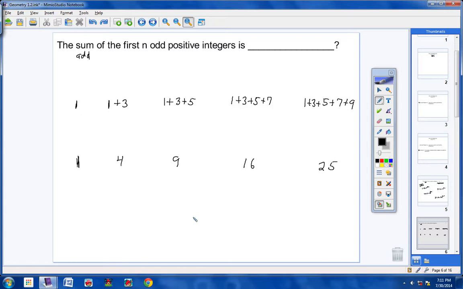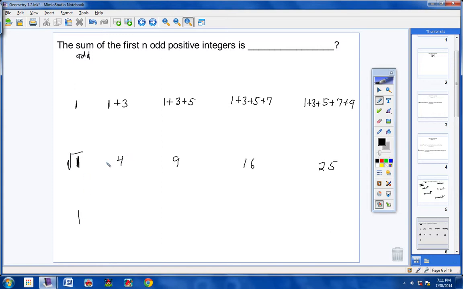Well, I do see a pattern and it's really difficult to see. So again, don't be discouraged. These are not easy, but just listen and take some notes and see if this makes sense. 1 is what we call a perfect square. In other words, we know the square root of 1. The square root of 1 is 1.